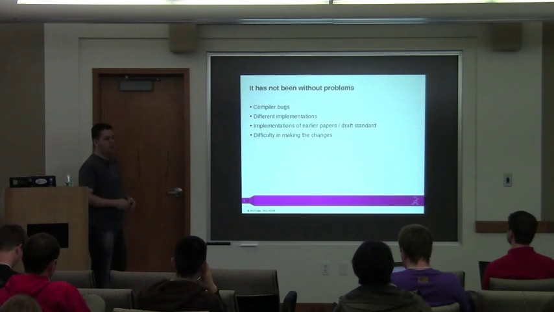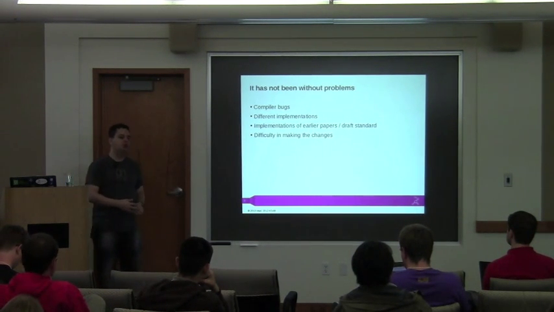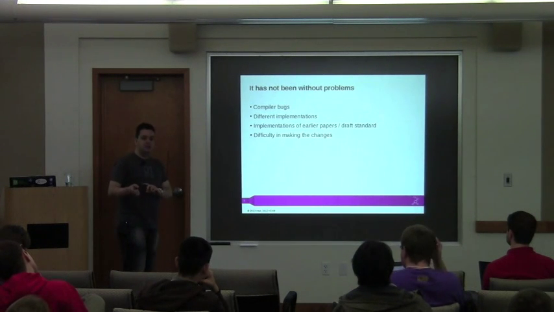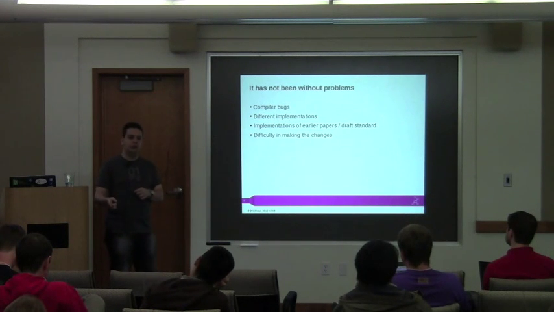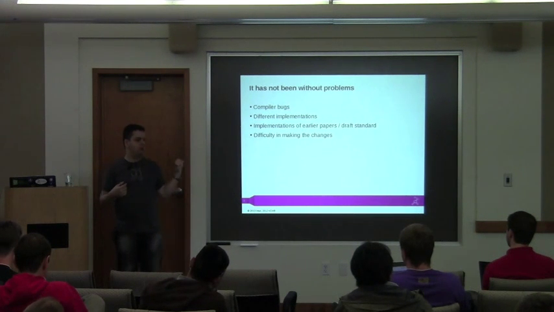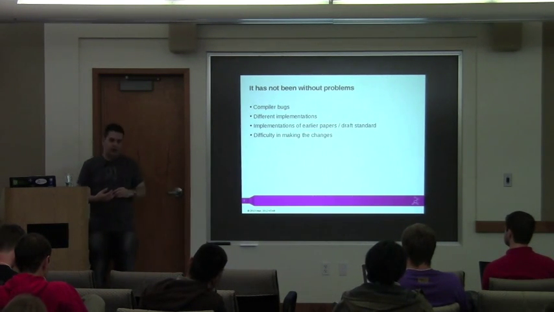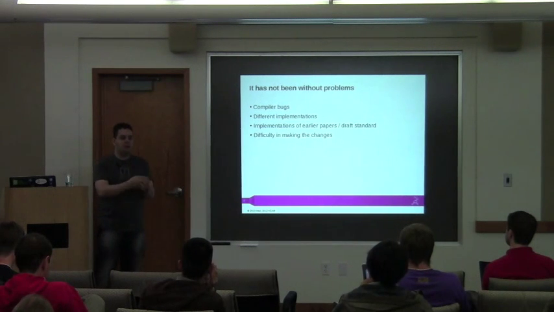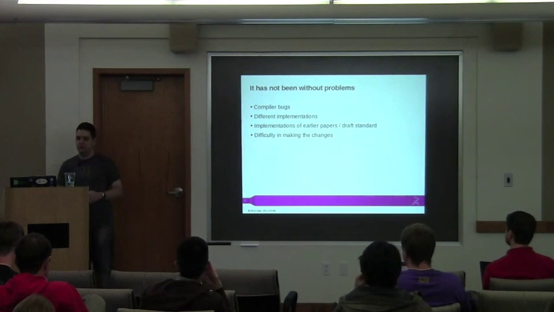So just like I was saying, it's not been without problems. We run into compiler bugs. As soon as you try to use the new features just as they're implemented, sometimes they're not working as expected. The other thing is that there are different implementations, not only between compilers interpreting the standard, but sometimes they implemented previous versions of the papers, especially before the standard was out. And they change along the way. So the behavior changed and we had to update it. And like we have the requirement to keep some things as they are, the API, the ABI, so we had some difficulty making those changes.